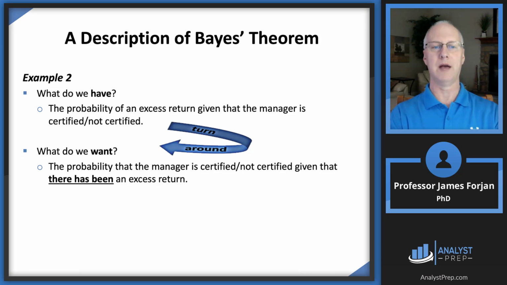So what do we have? We have the probability of an excess return given that the manager is either certified or non-certified, right? But what we want is the probability that the manager is certified or not certified, given that what we know, there has been an excess return.